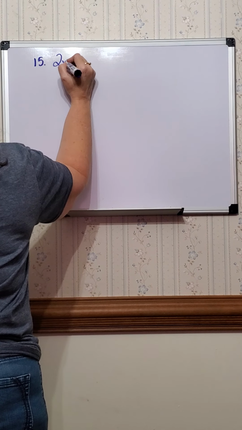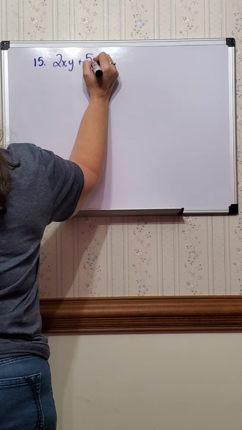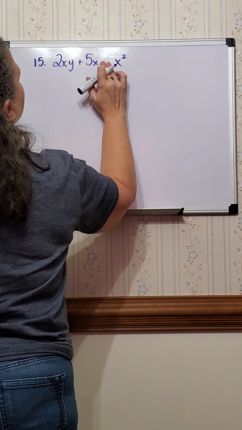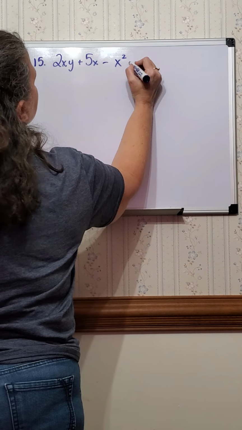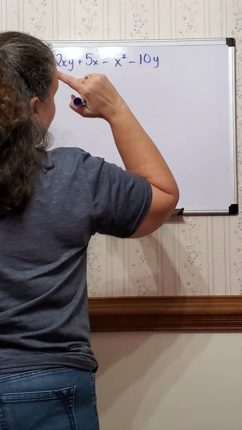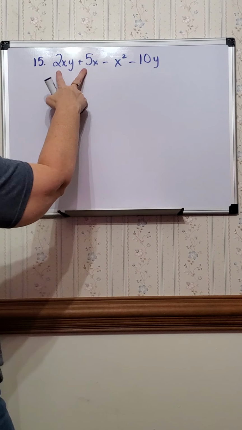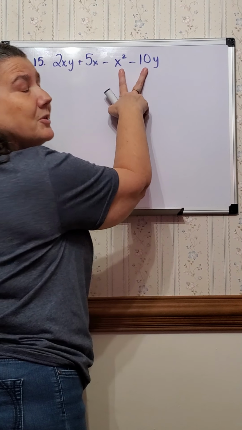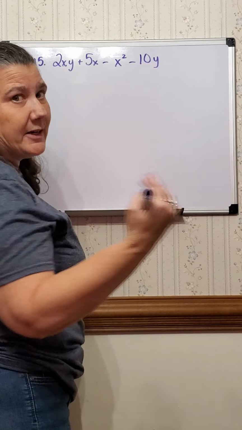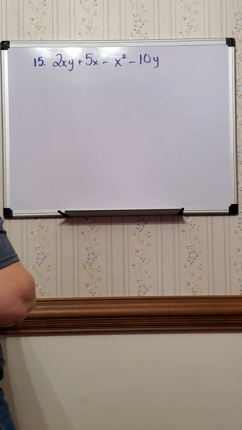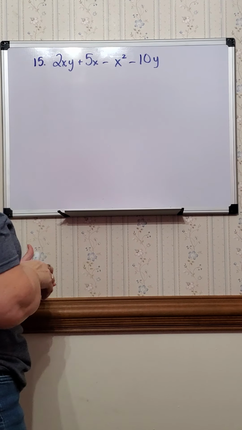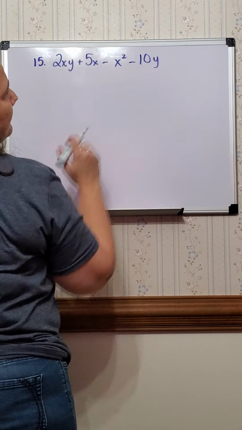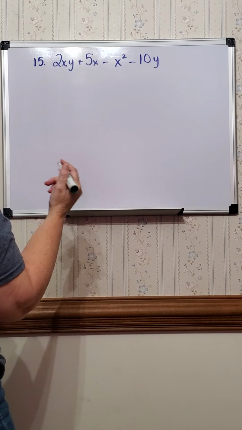I've got 2xy plus 5x plus x, minus x squared, minus x squared minus 10y. Now, if I were to group these two together, I could pull out an x. But when I group these two together, there's no greatest common factor for me to pull out. So I'm going to have to look at this a little differently. Let's put my x's together and my y's together so that I can pull out a y there.